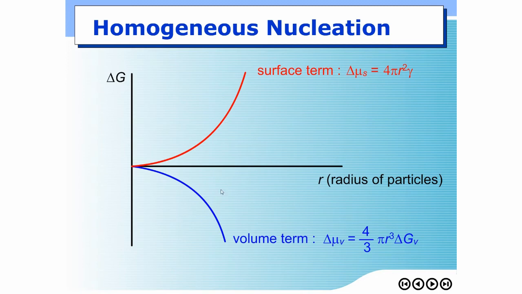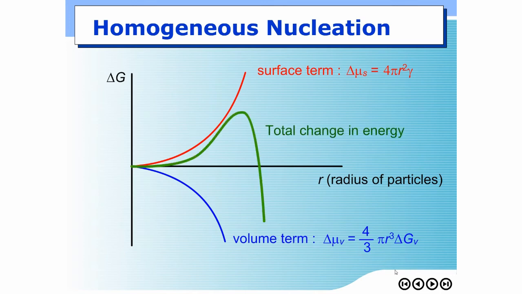So there are two contradicting functions. One function, the red function, tries to increase the energy of the whole system. The blue function tries to decrease the energy of the whole system. Okay? Both of them depend on the size of the particles. So if I plot these two functions with respect to the radius of the particles, then I can get this picture. You should notice that the red line is a function of r squared. The blue line is a function of r cubed.